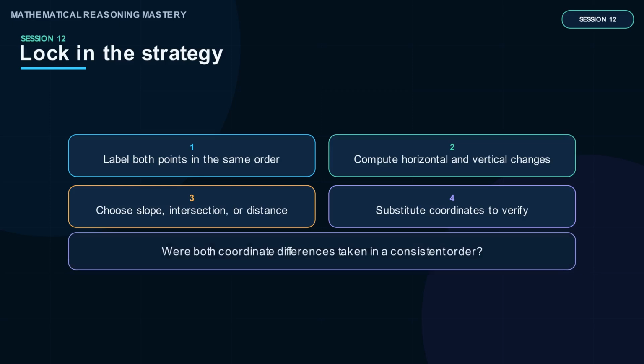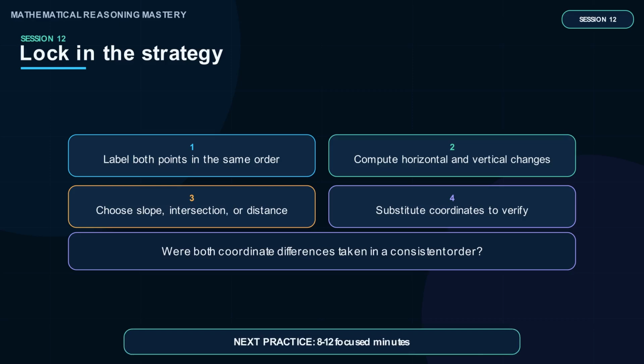Reflection: were both coordinate differences taken in a consistent order? Name the exact point where an incorrect path would first become visible. Practice one fresh problem for 8 to 12 focused minutes. Keep the work readable, verify independently, and carry the routine into the next session. Before moving on, close the notes and explain the method aloud from memory. Then invent one small variation, predict how the answer should change, and verify that prediction with a complete calculation.